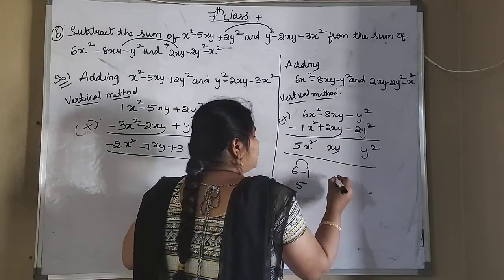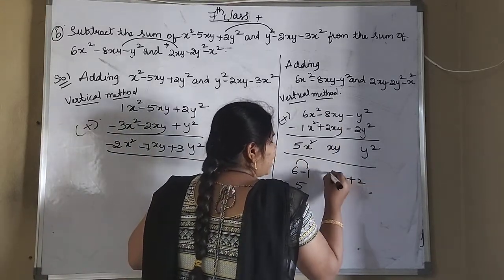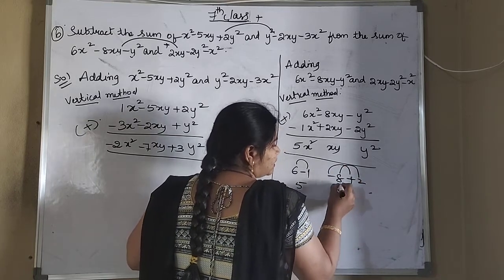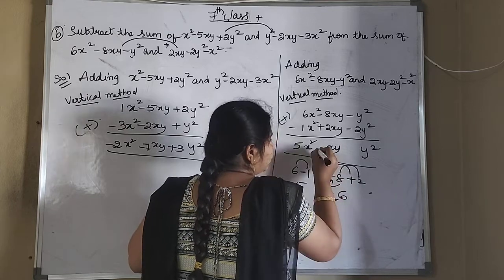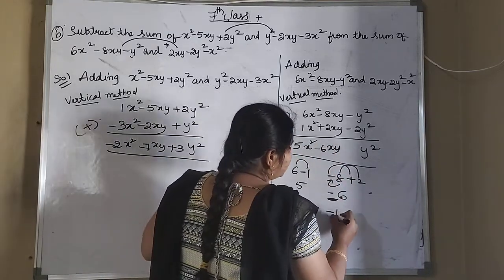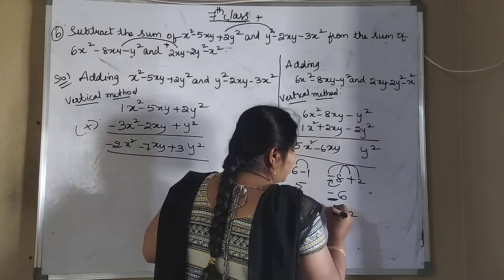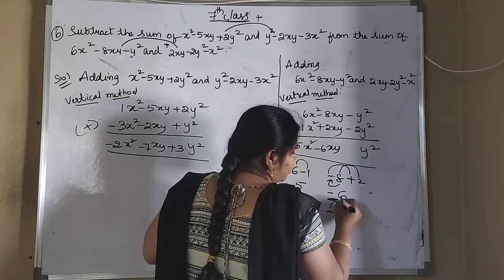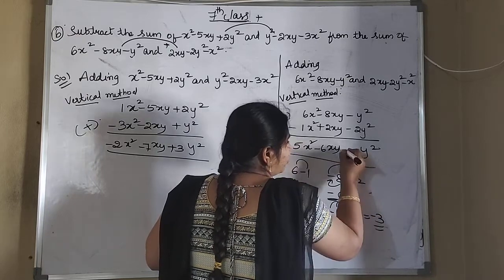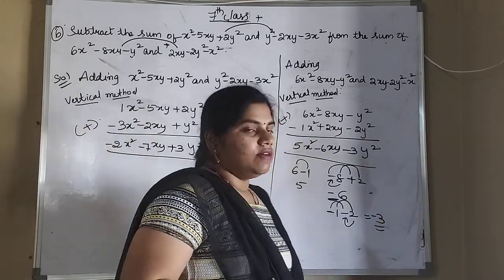Next, minus 8 plus 2. Minus into plus is minus, 8 minus 2 is 6, and the bigger number's sign is minus. So you got minus 6 here. Next is minus 1 minus 2. Minus into minus is plus, 1 plus 2 is 3, and the bigger number's sign is minus. So you got minus 3y square.